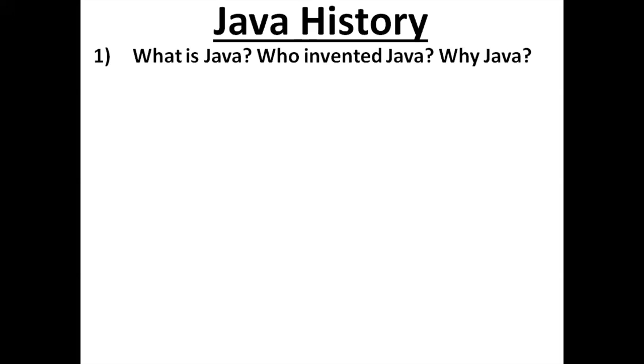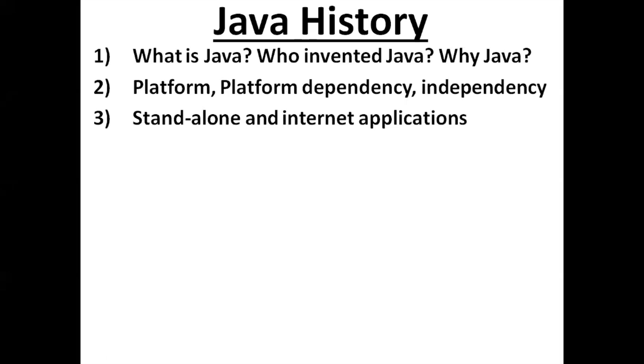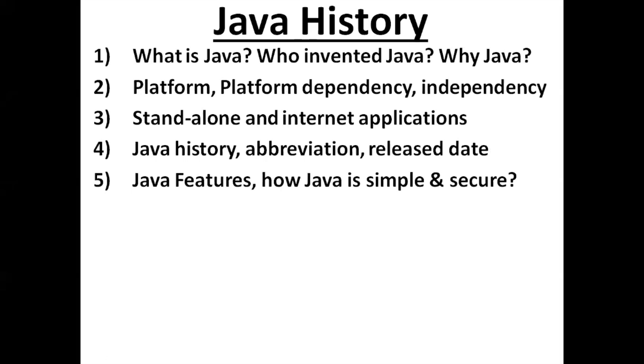Concentrate. What is Java? Who invented Java and why was it invented? Next, you should learn that there is something called platform dependency and platform independency. Next, standalone application and internet application. Next, Java history, abbreviation and release date. The next, Java features, how Java is simple and secure. The most important feature of Java, why Java is chosen by people to develop enterprise applications, is security. How Java is secure.